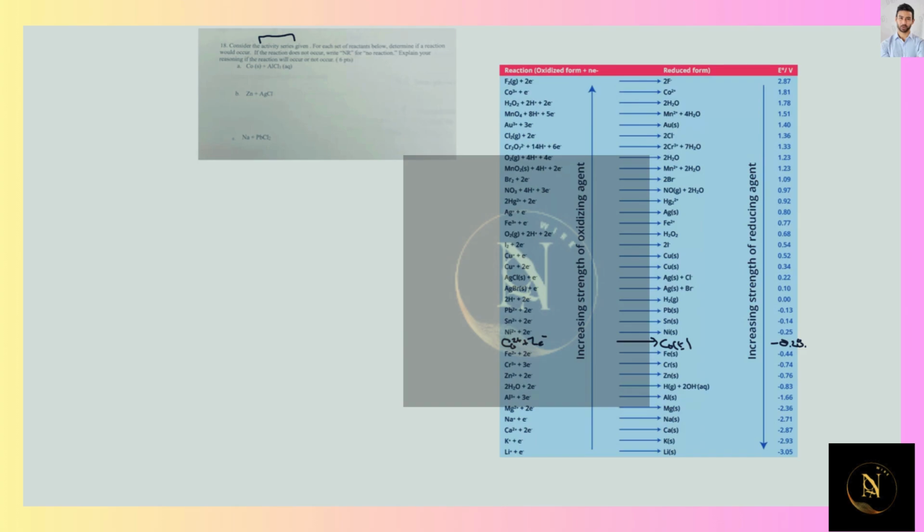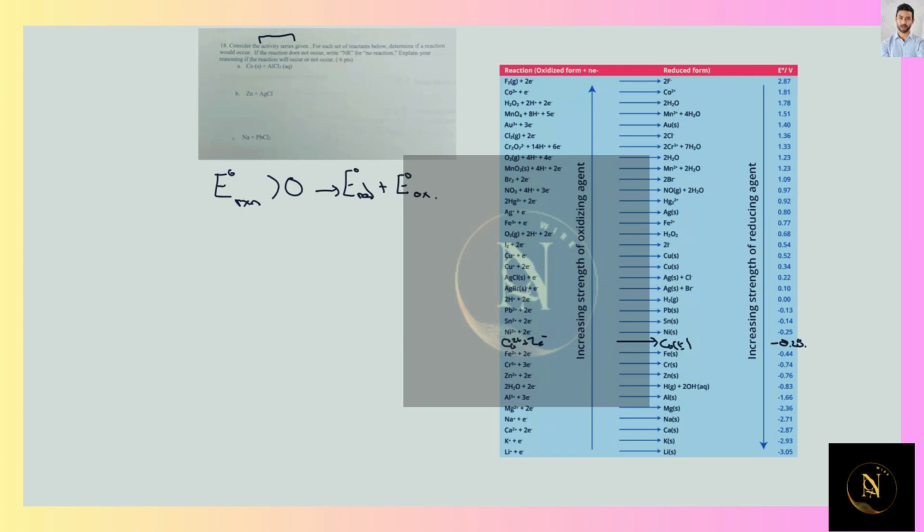So remember, for a redox reaction to be spontaneous, the potential of the reaction needs to be larger than zero. That means that the potential for the reaction corresponds to the sum of the potential of the reduction reaction plus the potential of the oxidation reaction.